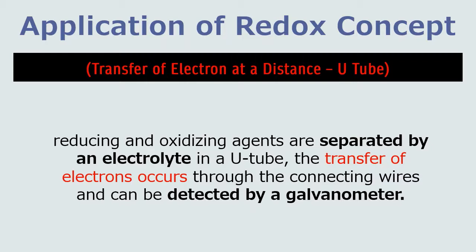The aim of the experiment in the U-tube is to determine the transfer of electrons at a distance. A reducing agent and an oxidizing agent are separated by an electrolyte in a U-tube. The transfer of electrons occurs through the connecting wires and can be detected by galvanometer deflections.